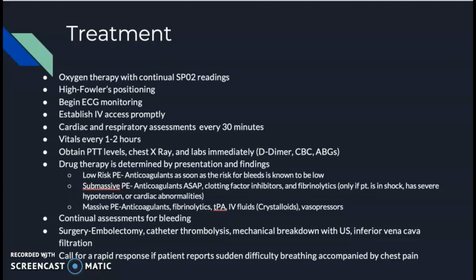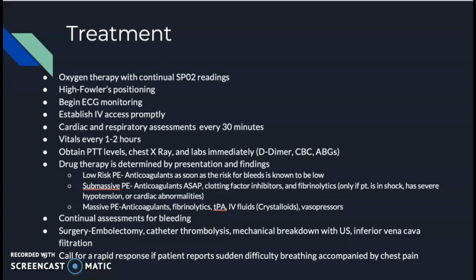Then vitals should be done every 1 or 2 hours, and PTT levels, chest x-ray, and labs should be obtained immediately. And then drug therapy is determined by the presentation and findings of the patient. So the more severe their pulmonary embolism is, the more drugs they're going to get.